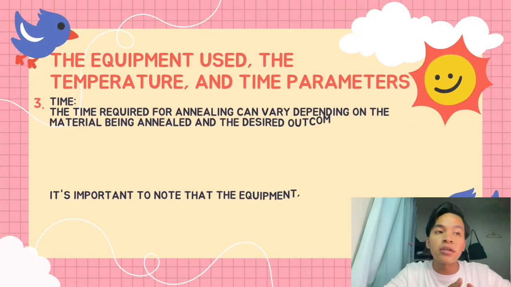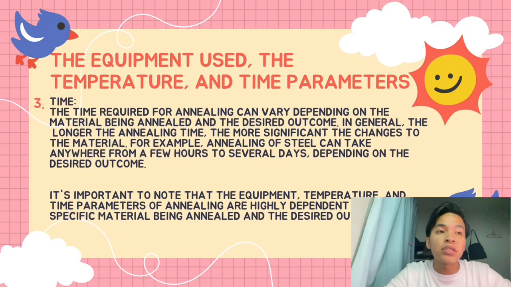And the third one is time. The time required for annealing can vary depending on the material being annealed and the desired outcome. In general, the longer the annealing time, the more significant the change to the material. For example, annealing of steel can take anywhere from a few hours to several days depending on the desired outcome. So, it's important to note that the equipment, temperature, and time parameters of annealing are highly dependent on the specific material being annealed and the desired outcome.